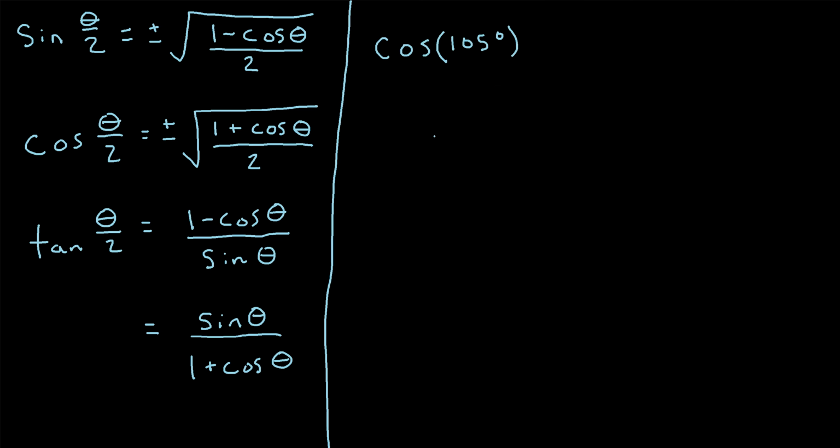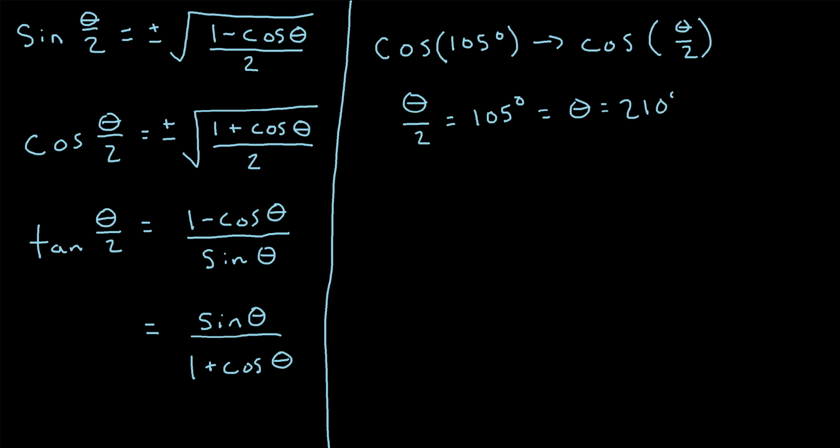All right, let's try another one. Let's say we would like to find the cosine of 105 degrees. So we can use this cosine half angle formula to figure this out. So we can rewrite this as the cosine of some angle over 2. Well, if we set the angle over 2 equal to 105, we can multiply both sides by 2 to solve for theta. 105 times 2 is 210. So we're going to say theta will be equal to 210 degrees. That's what we'll use in our half angle formula. So let's write that out.